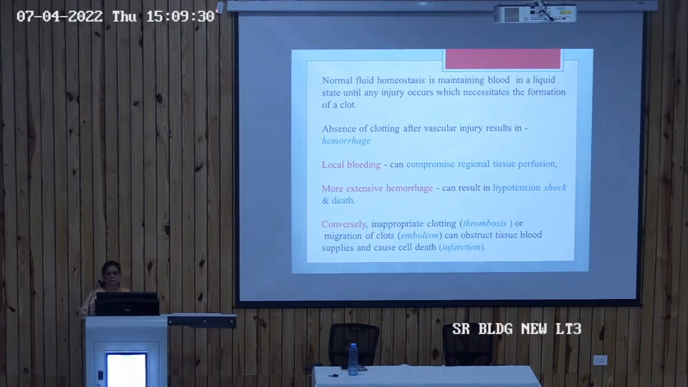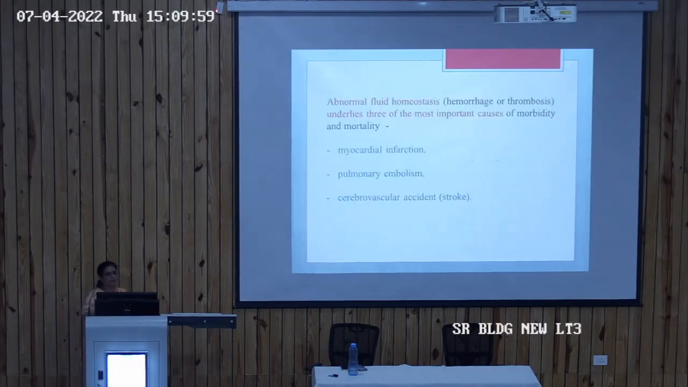On the contrary, the opposite is when the blood clots inappropriately. If there is injury and then the blood clots, that is needed, that is appropriate. If there is inappropriate clotting, we call it thrombosis. Migration of clots is known as embolism. And if a clot obstructs any blood vessel and the area supplied by it becomes ischemic, then that process is known as infarction. So abnormal fluid homeostasis underlies three of the most important causes of morbidity and mortality, which are myocardial infarction, pulmonary embolism and stroke.